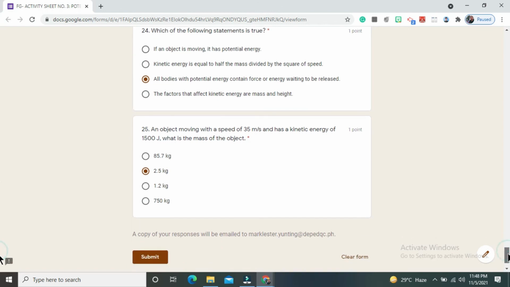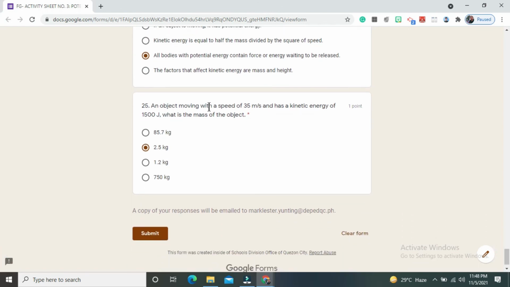Question number 25. An object moving with a speed of 35 meters per second and has a kinetic energy of 1,500 joules. What is the mass of the object? The correct answer is 2.5 kilograms.